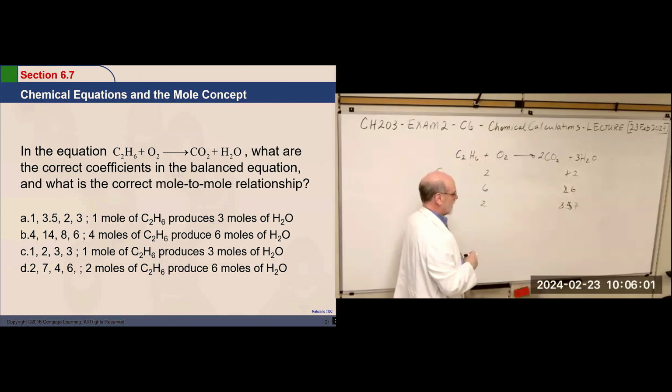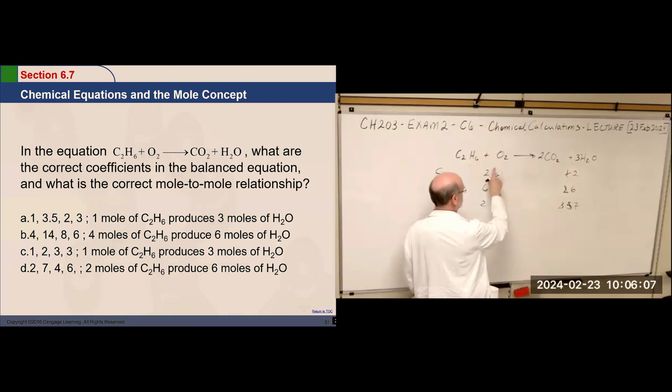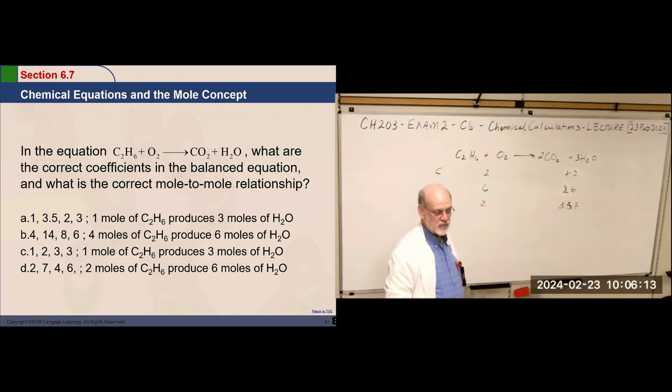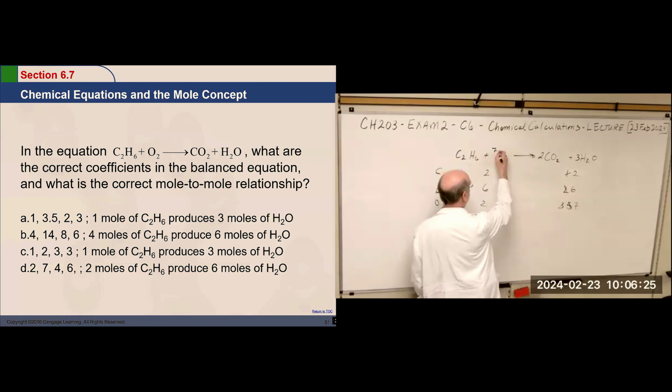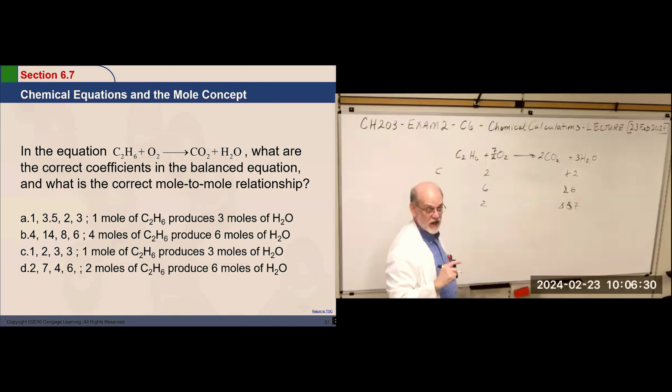Now, look, we kind of painted ourselves into a corner because we need 7 oxygens on this side. How do you make 7 out of 2? Right. That's 2 prime numbers, and never the twain shall meet. So we're going to use another trick that's in that useful information. We're going to balance with a fraction. If I say 7 halves of O2 gives me 7 oxygen atoms.